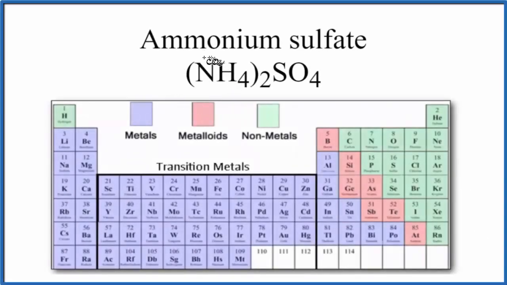In this video, we'll look at whether ammonium sulfate, that's (NH4)2SO4, is ionic or covalent. The short answer is that overall it's ionic, but it does contain covalent bonds. So let's talk about that.